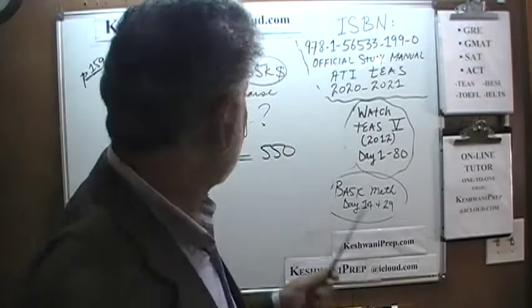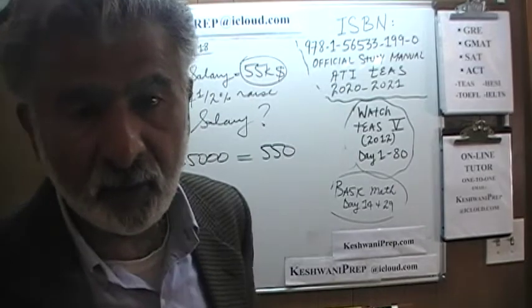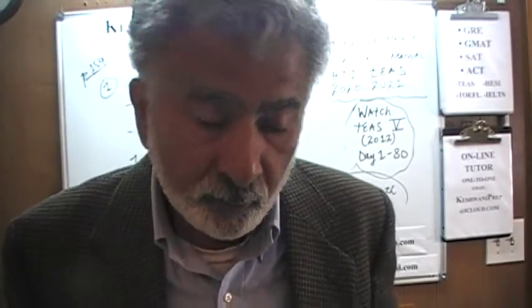We want to find out what is 4.5%. If you can figure out what 4.5% of 55,000 is, we can take that amount, add it back to 55,000, and it will give us our new salary. So let's find out, shall we?